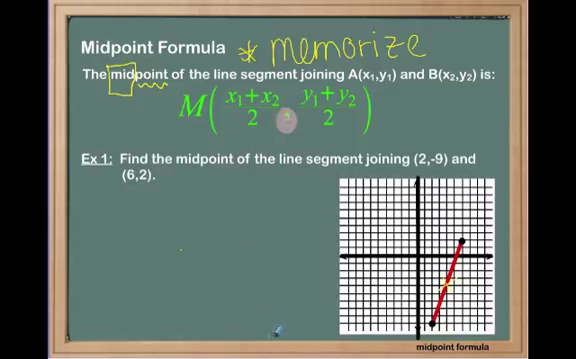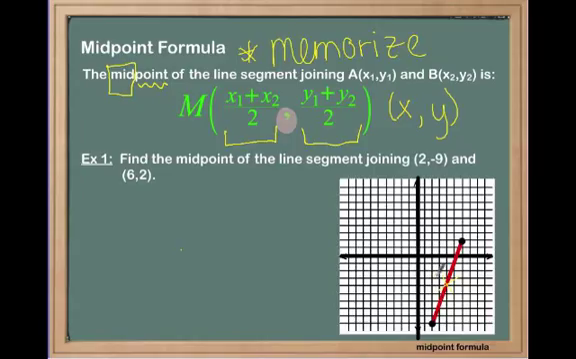Now notice there's a comma. That's because when you're finding the midpoint, you're finding a point. And yes, a point is always an x and a y coordinate. So we're really doing 2 short calculations here, the average of your x coordinates and the average of your y. So we're going to find the midpoint in example 1 of the segment joining (2, negative 9) and (6, 2).